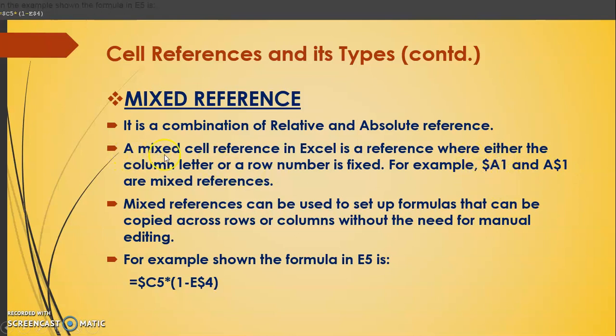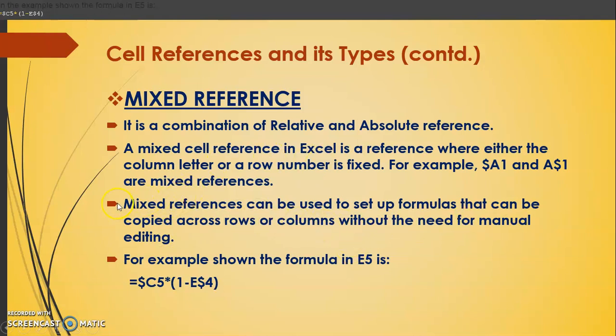A mixed cell reference in Excel is a reference where either the column letter or the row number is fixed. Either means दोनों में से कोई एक चीज फिक्स हो जाएगी. For example $A1, यहाँ पे हम कर रहे हैं, it means we are fixing the column A, or else A$1 means we are fixing the row part. So mixed reference can be used to set up formulas that can be copied across rows or columns without the need for manual editing.